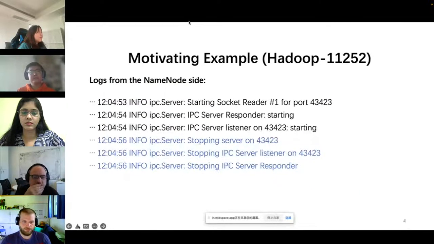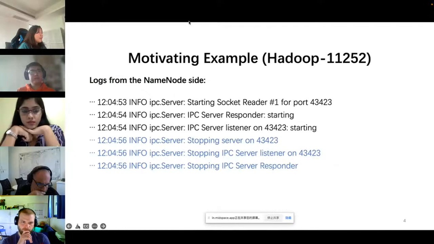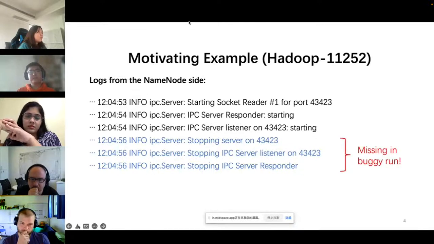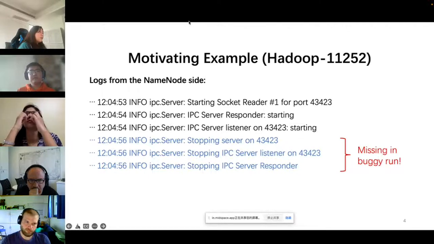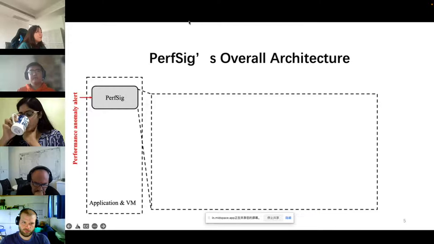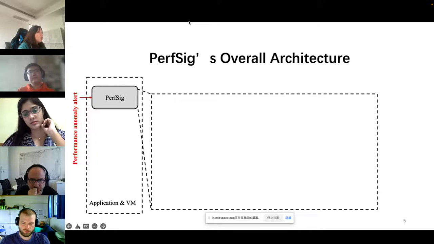We observe that when the bug happens, no anomaly pattern manifests at the data node side. Instead, at the name node side, the log entries produced by server stopping are missing. So even if developers can discover the missing log anomaly pattern at the name node side, it's still difficult for them to pinpoint the root cause function, which is located at the data node side. To address this problem, we present PerfSig, an automatic performance bug signature extraction tool which performs multimodality data analysis.